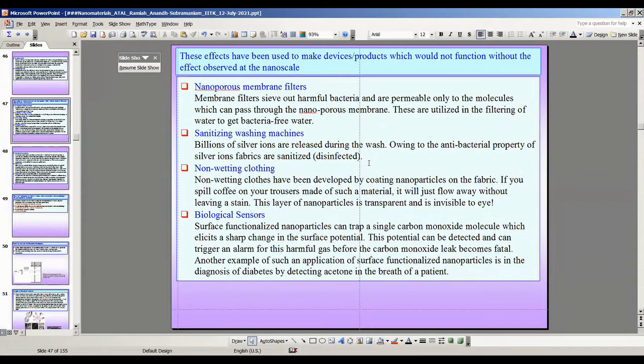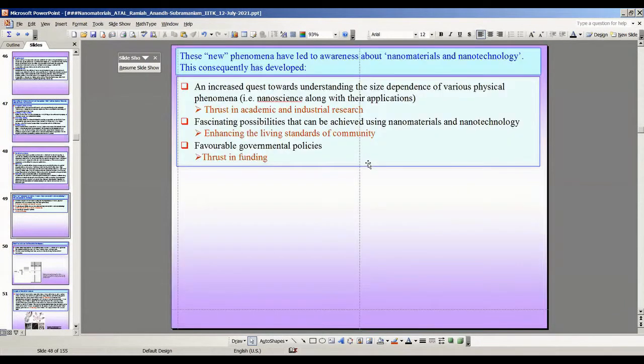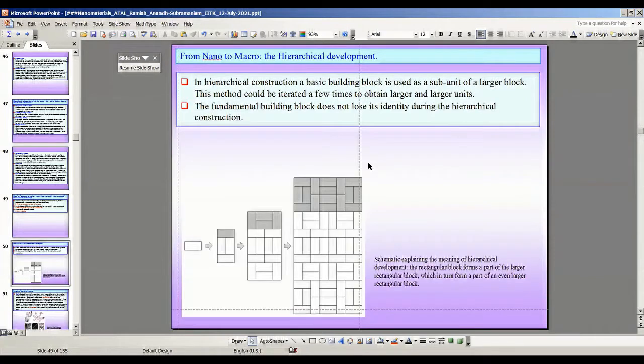And people have actually made nanoporous membrane filters. They made sanitizing washing machines. You might have heard of this, I think Samsung Nano. I think they are making the sanitizing washing machine. You must have heard of non-wetting clothing. You might have biological sensors, scratch-resistant lenses, spin valves, and spintronics. So these are multiple applications which have come across.